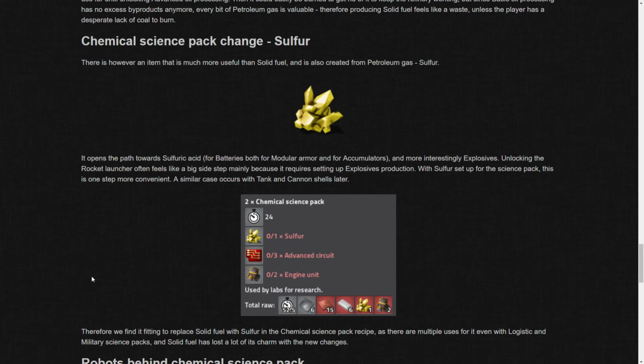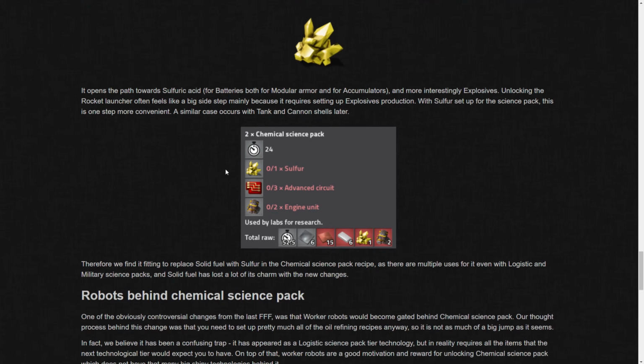I mean, I guess I'm negative on this change specifically for the chemical science pack, but it's not a strong negative like it is for the rest of the changes. Yeah, I have a bit of a negative for this, but we'll cover that in a minute.